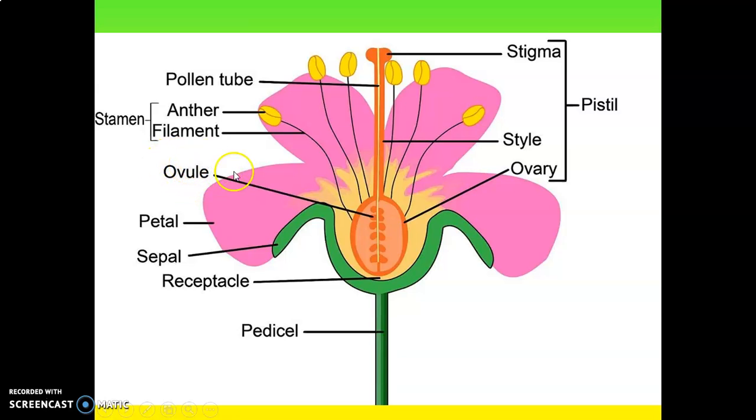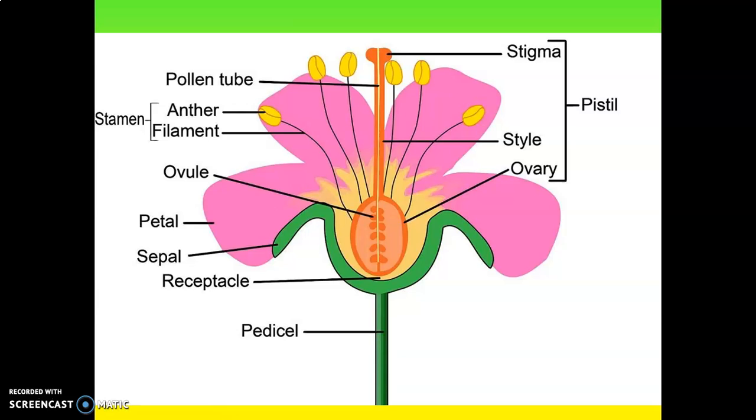Now in this particular flower we have 6 stamens. Again, the upper part here is called the anther, and the part that is holding the anther is called the filament. Together they make the stamen, which is the male part of the flower. Now, of course, you see the pink part, which is the petals. We have here 4 petals, and usually they are colorful to attract insects and animals.